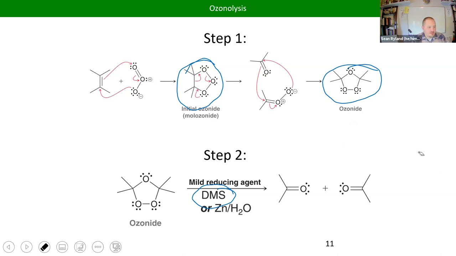And you might remember DMSO, that might sound vaguely familiar to you, that we used it as a polar aprotic solvent back when we were talking about SN1 versus SN2 and protic versus aprotic solvents. DMSO was one of our polar aprotic solvents, like acetone.